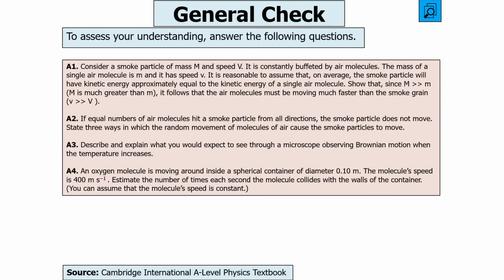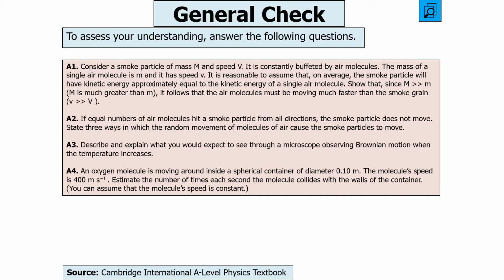The next question says, consider a smoke particle of mass M and speed V. It is constantly buffeted by air molecules. The mass of a single air molecule is m and its speed is v. It is reasonable to assume that on average the smoke particle will have a kinetic energy approximately equal to the kinetic energy of a single air molecule. Show that big M is much greater than small m, and it follows that the air molecules must be moving much faster than the smoke grain.